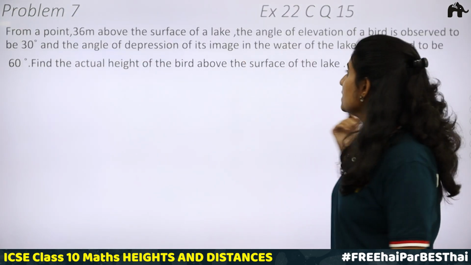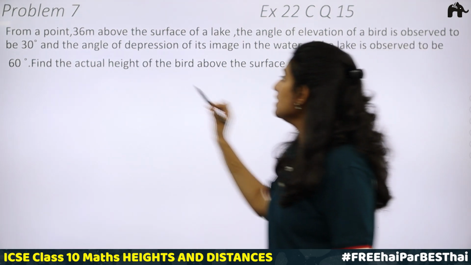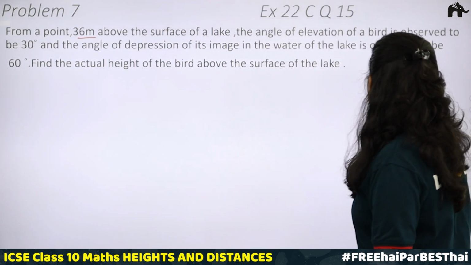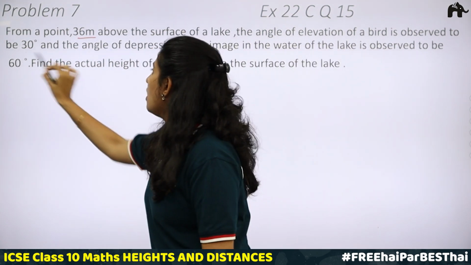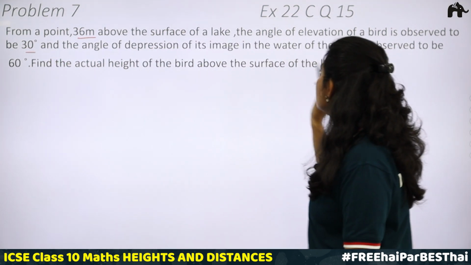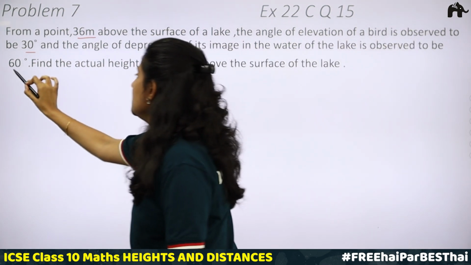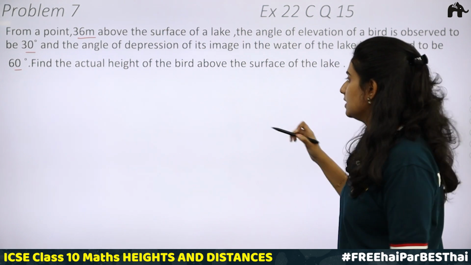Problem number 7, question 15 of exercise 22C. From a point 36 meter above the surface of a lake, the angle of elevation of a bird is observed to be 30 degree and the angle of depression of its image in the water of the lake is observed to be 60 degree. Find the actual height of the bird above the surface of the lake.